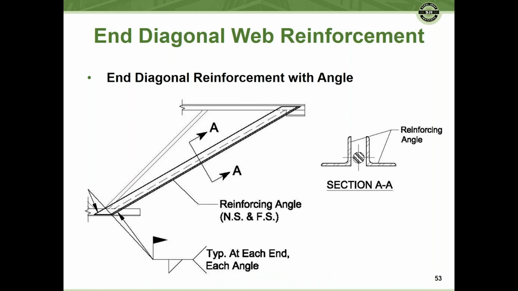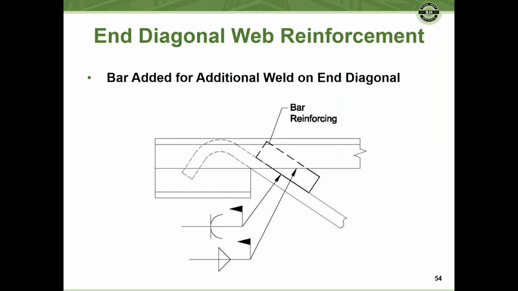So in those particular cases, you almost always need to cope that end of the web, and this shows that those copes need to be made, and the eccentricity really needs to be considered in these cases. So look at that and make sure that you can get that. Here's a little trick for adding a little additional weld to an end bar, essentially adding the end bar and then welding it to the existing end bar and to the cord to get a little more capacity there.